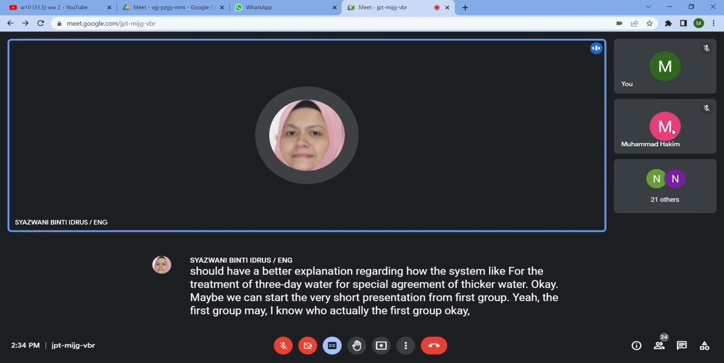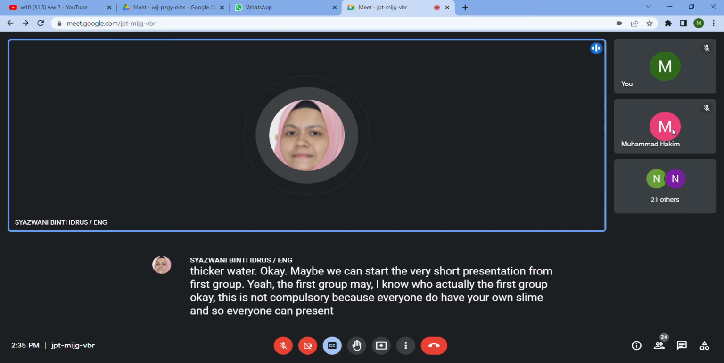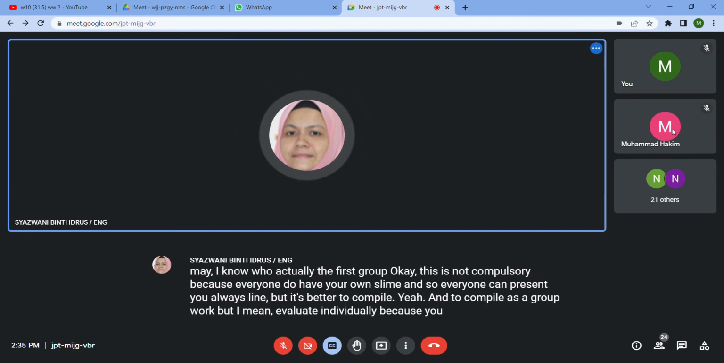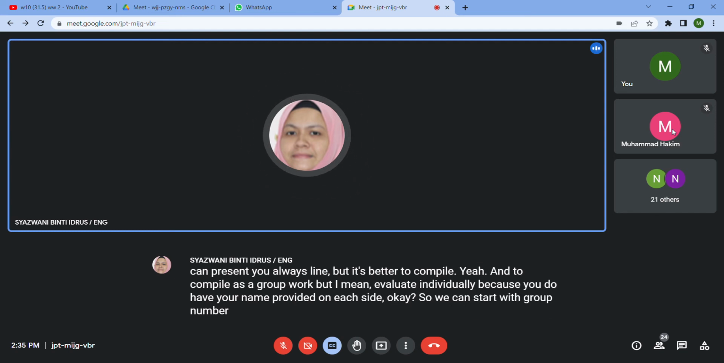This is not compulsory because everyone has their own slide. So everyone can present your own slide, but it's better to compile as group work, but I will evaluate individually because you have your name provided on each slide. Okay, so we can start with group number 1. You can start sharing your slide now.